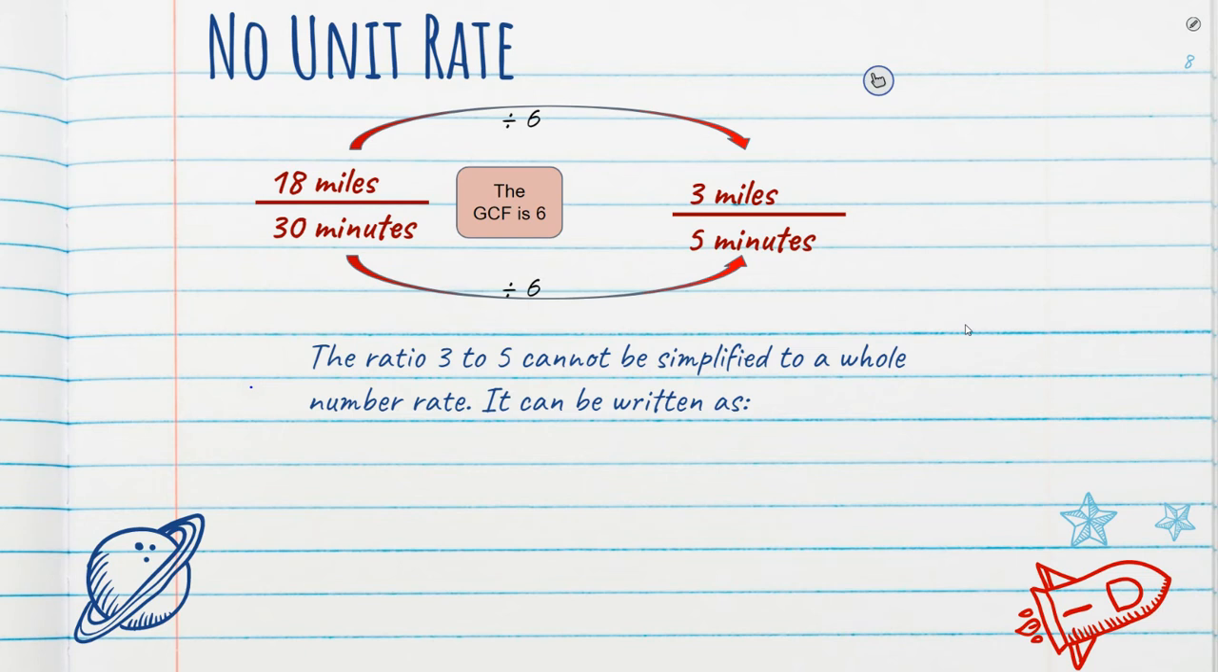So because you can't get a whole number, we're going to write this in one of 2 ways. The first way I would allow you to do on a test or a quiz, and that's just to leave it in simplest form. We simplified 18 over 30. We got 3 miles in 5 minutes. That would be the simplest, smallest form you can get it. Yes, write down the blue part.